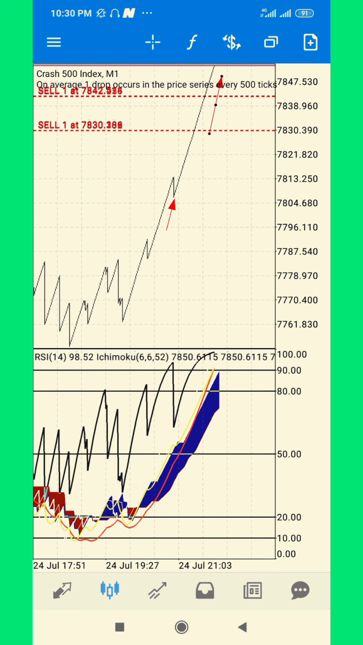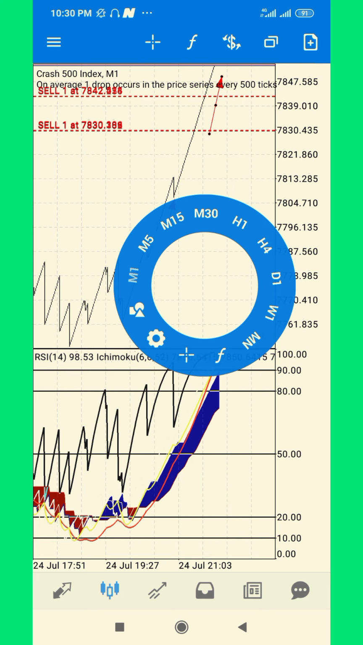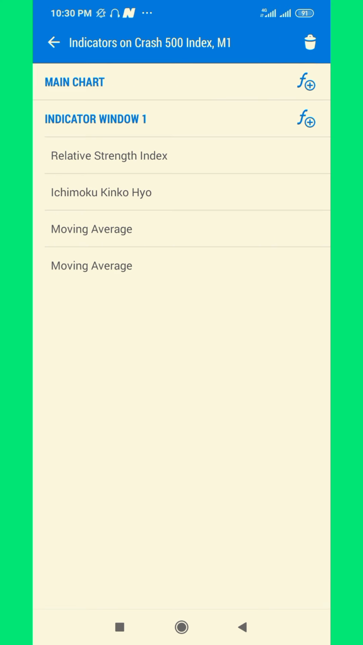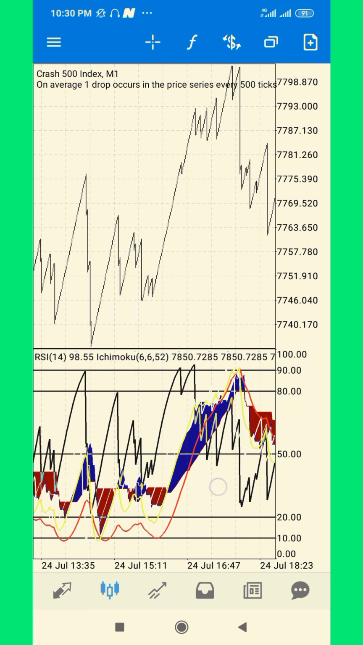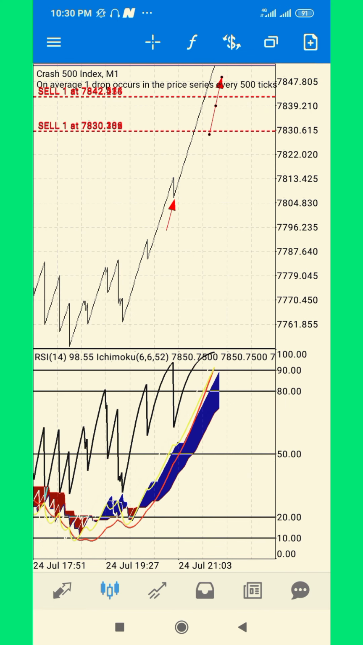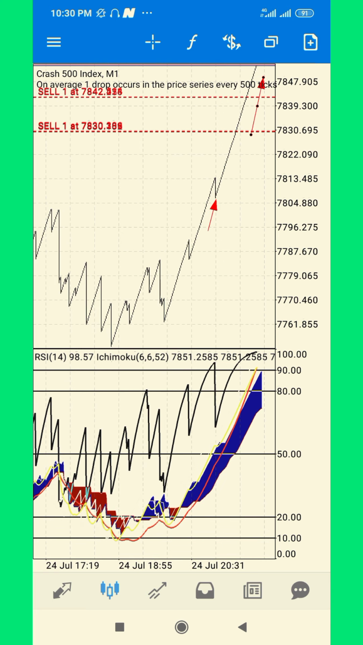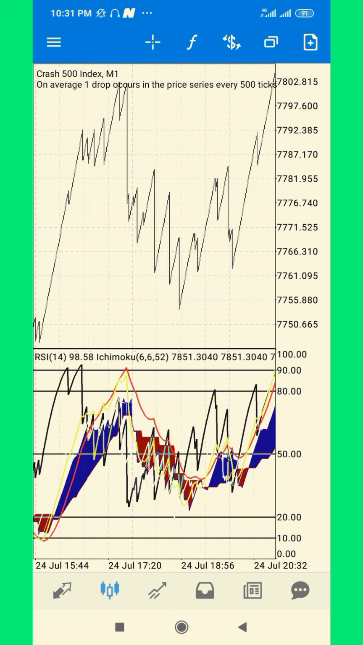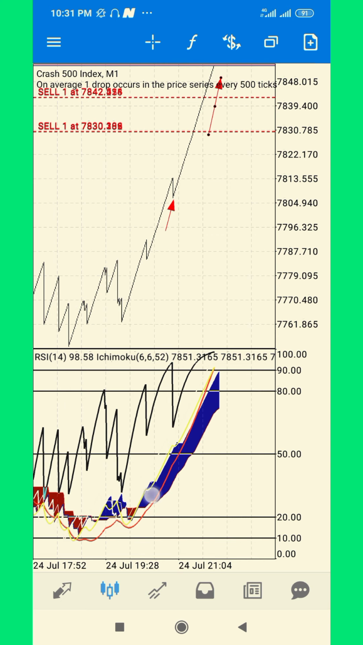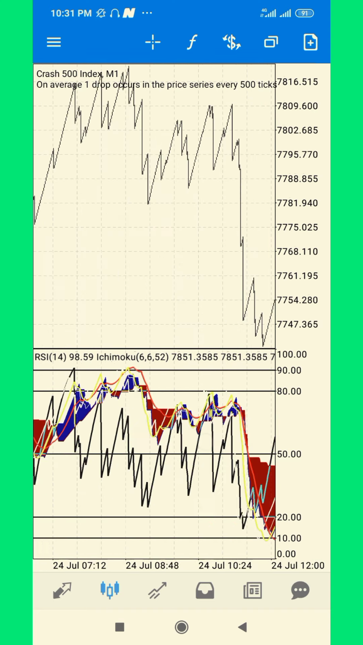Now I want to quickly explain something here for you. Our moving average 10 and moving average 50, our relative strength index, RSI. You can see our RSI here. Our Ichimoku is this one, the blue and the red. This blue and the red, that is our Ichimoku.